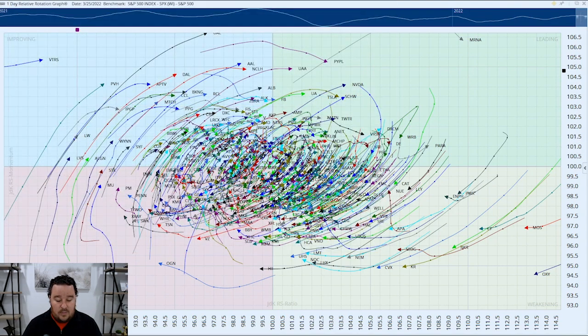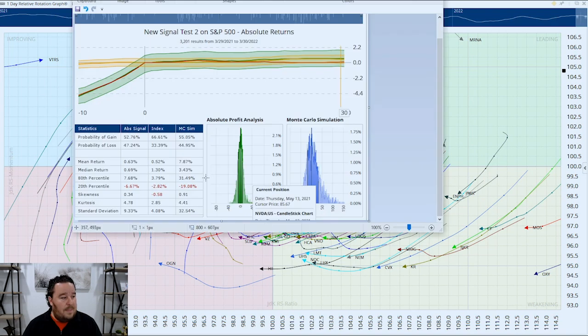The first one that we're going to look at is going to be the leading quadrant. And the main things we want to pay attention to are the probability of a gain, 52%. Not that high. This is just over the last year. Again, everything in the S&P 500. Just what happens when it changes into the quadrant. And then the mean return, 0.63%.